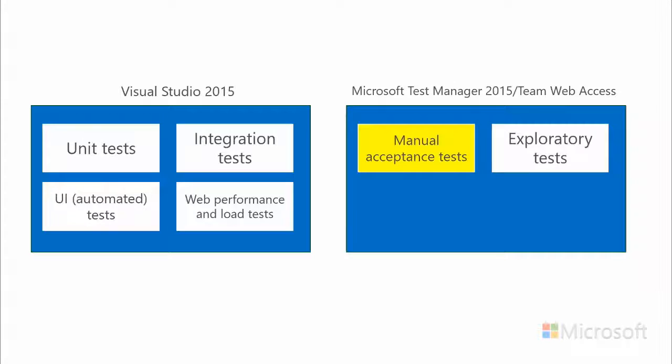Up till now, we've really focused on making the tests run in an automated fashion, but it's time to step back and look at manual tests. So let's see where those fit in the grand scheme of things. They fit over on the other tools, manual acceptance tests, under Microsoft Test Manager and Team Web Access. It's a little different location.